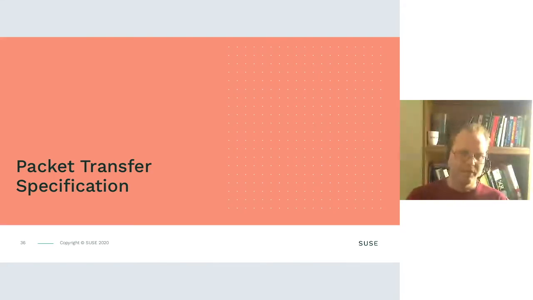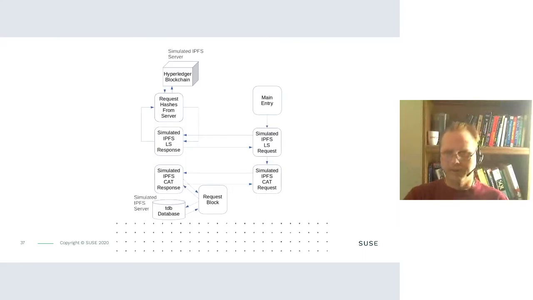So I wrote this really simple packet transfer specification. I wanted to implement the same way IPFS does, but it was kind of complex. And when I went to talk to people in the community and look for documentation, there really was no documentation at all. Rather than read all of the IPFS source code and figure out how it worked, which was well beyond the scope of what I was doing, I decided to just write my own simple packet specification, and I'll just go over it really quick here. Here's a simple view of how it works.